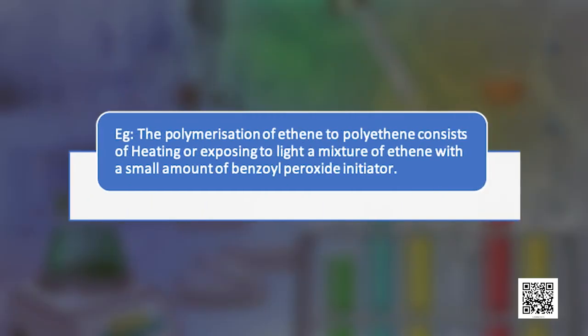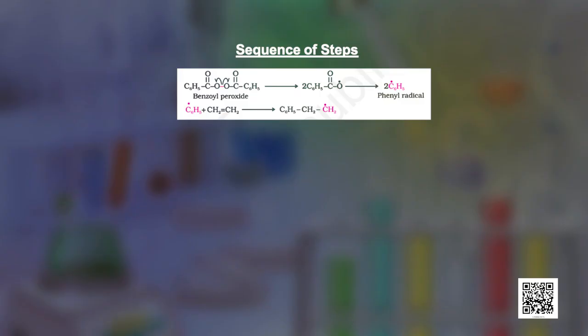Now, this reaction consists of heating or exposing to sunlight a mixture of ethene with a small amount of benzoyl peroxide initiator. The process of polymerization can be divided into three steps. The first step involves the addition of phenyl free radical formed by the peroxide to ethene double bond, thus generating a new and a larger free radical as shown in the equation, and this step is called chain initiating step.